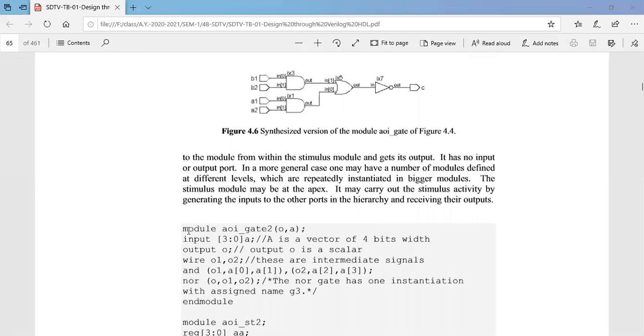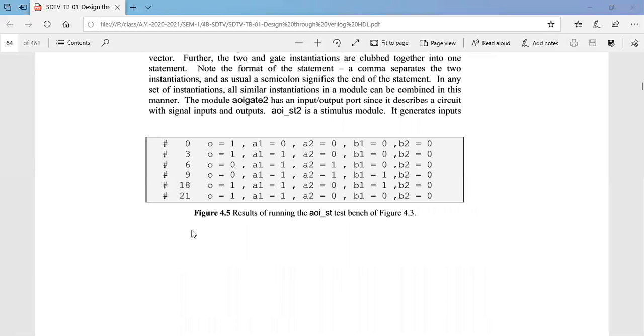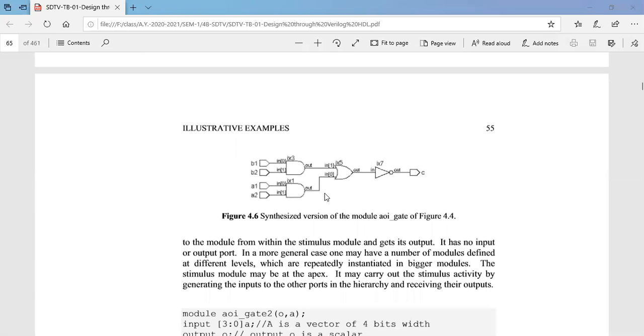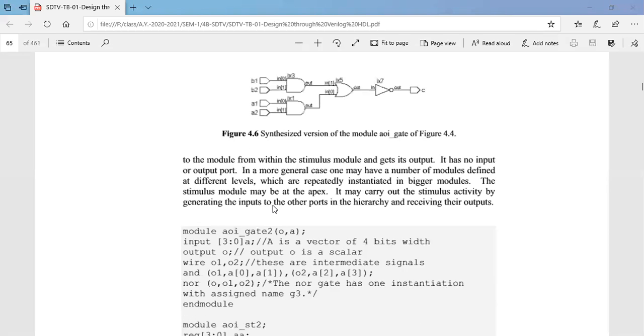What happens if you write this and execute it: if you compile and then simulate it, you'll have some results. And this is the synthesized output. Okay, so this is the synthesis. See here, it is AOI, right? These are the AND gates and these are the OR gates, that means it is actually a NOR gate. For NOT we are using an inverter. This is the inside view of your module, the AOI gate, right?